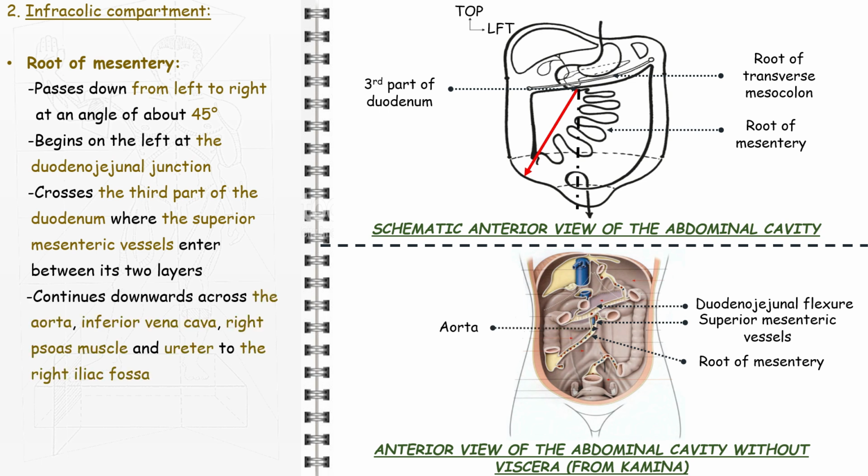This attachment is 15 centimeters long, although the intestinal border of the mesentery is greatly folded, like the hem of a very full skirt, to accommodate something like 3.5 meters of small intestine. The depth of the mesentery is about 15 centimeters.